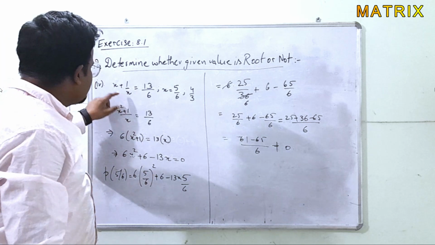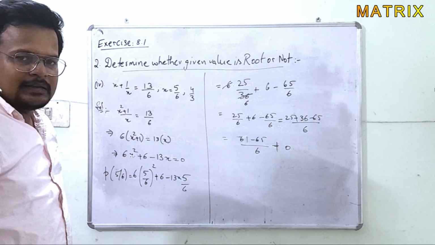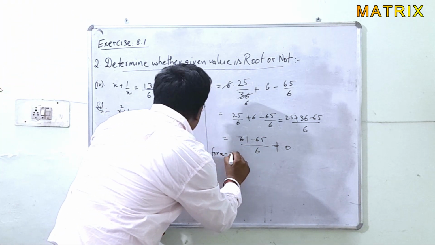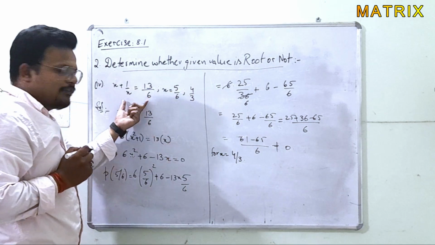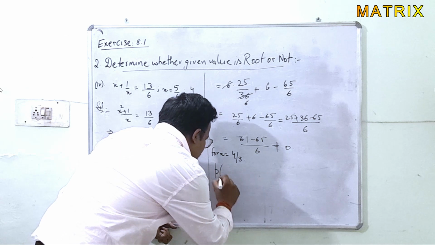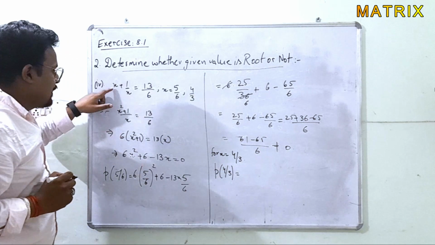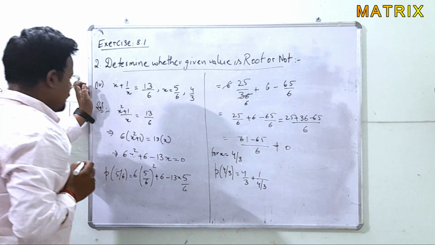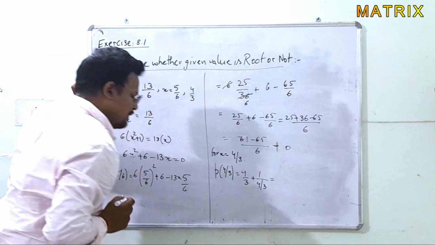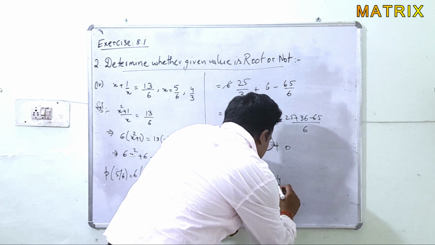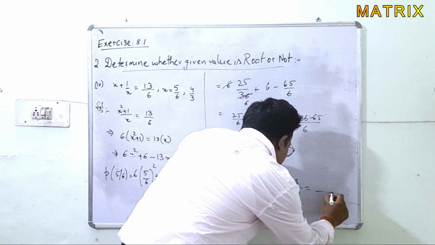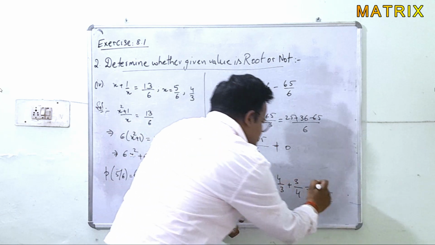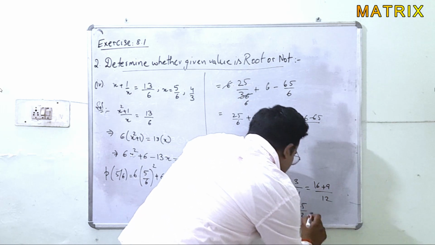Or you can also directly put this value in x plus 1 by x is equal to 13 by 6. So for x is equal to 4 by 3, we directly put the value in this. So P of 4 by 3 is equal to directly 4 by 3 plus 1 by 4 by 3. Clear? What is the value of this? This is 4 by 3 only, and this is 3 by 4, and this is equal to 12, and this is 4 4s are 16 plus 3 3s are 9, and this is equal to 25 divided by 12.